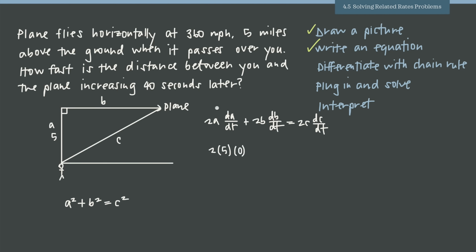In order to find B, we're going to have to use the fact that 40 seconds have passed and the plane's been flying for 40 seconds. Notice also that the plane's traveling at 360 miles per hour, but we've been asked about 40 seconds later. So we have hours and seconds. Those units don't match. We need to make them match. So let's convert 40 seconds into hours.